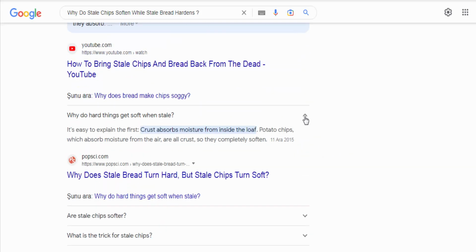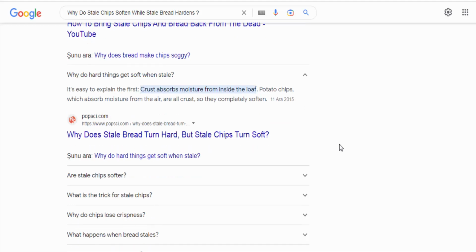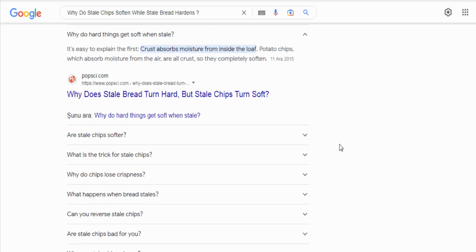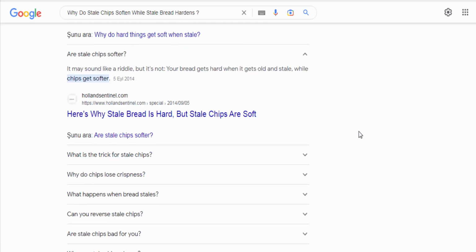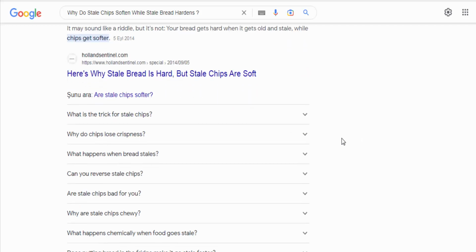Starch retrogradation. Starch is a complex carbohydrate found in both chips and bread. When bread stales, the starch molecules undergo a process called retrogradation. Retrogradation refers to the reorganization of starch molecules, resulting in the formation of a crystalline structure. This reorganization contributes to the firming and hardening of the bread's texture.